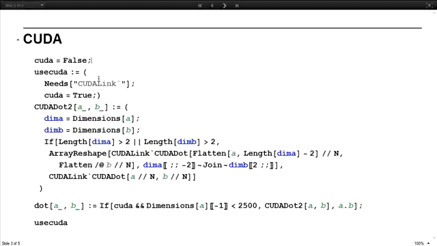And how do I do this? In this package, normally CUDA is false. But if you instead use this command, UseCUDA, it just loads the CUDA package.